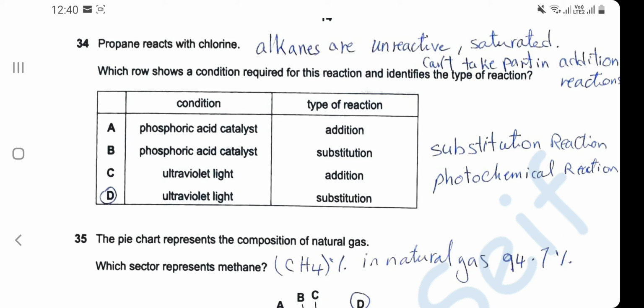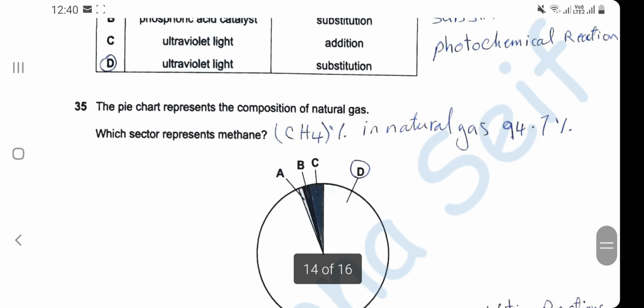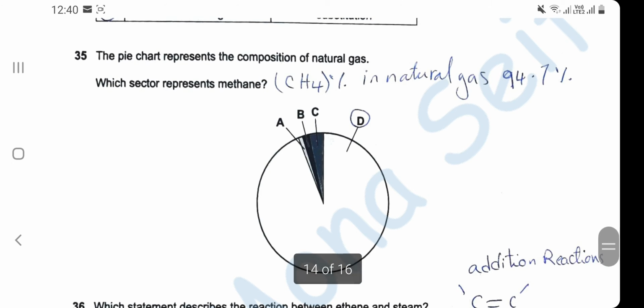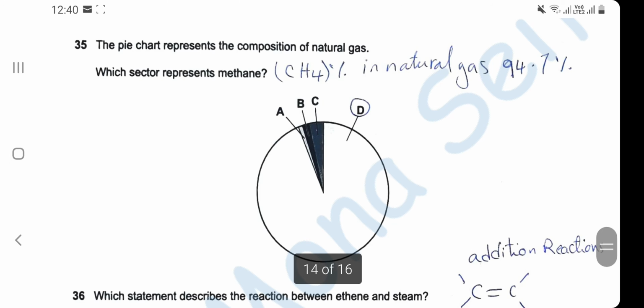We have here another column, which should be substitution. Ultraviolet light is a condition and the type of reaction is a substitution reaction, so we will choose answer D. 35. The pie chart represents the composition of natural gas. Natural gas is made from methane. About 95% of the natural gas is methane. So we have to choose the greater sector here, which is D for methane.